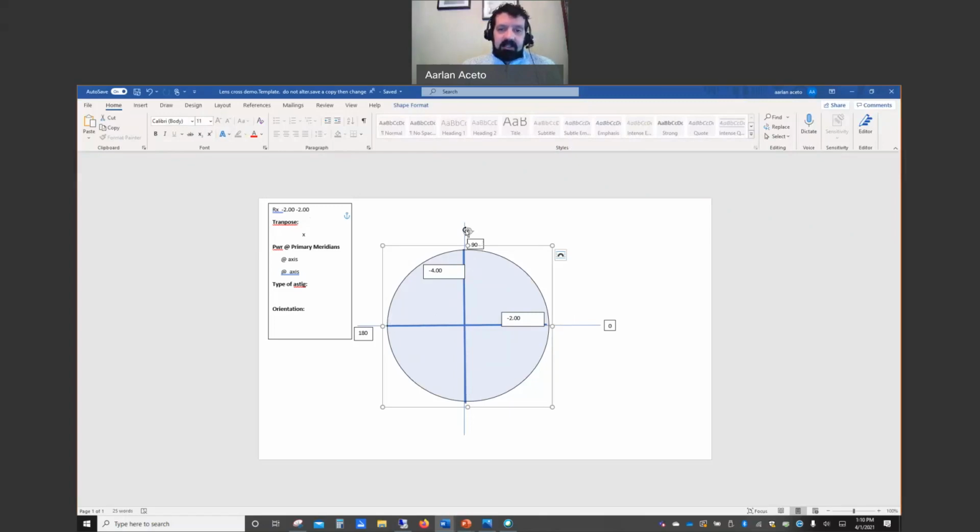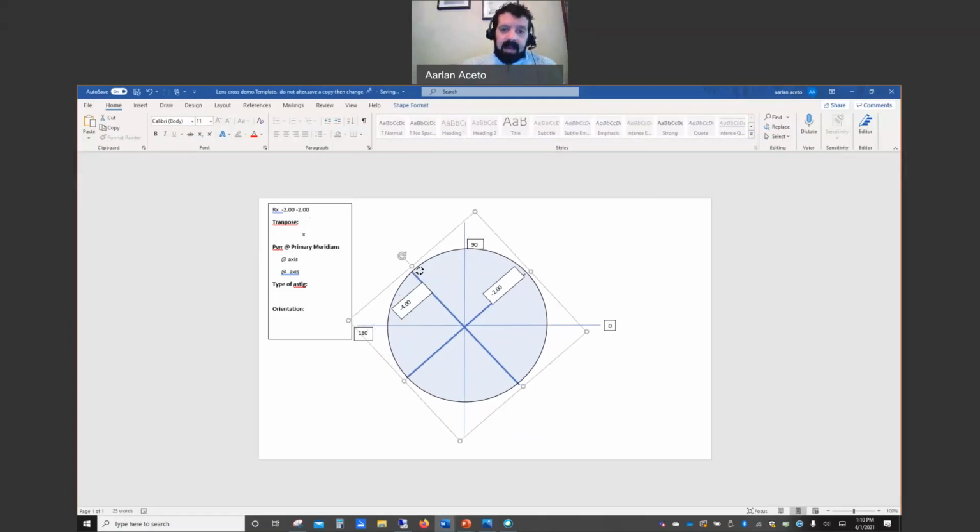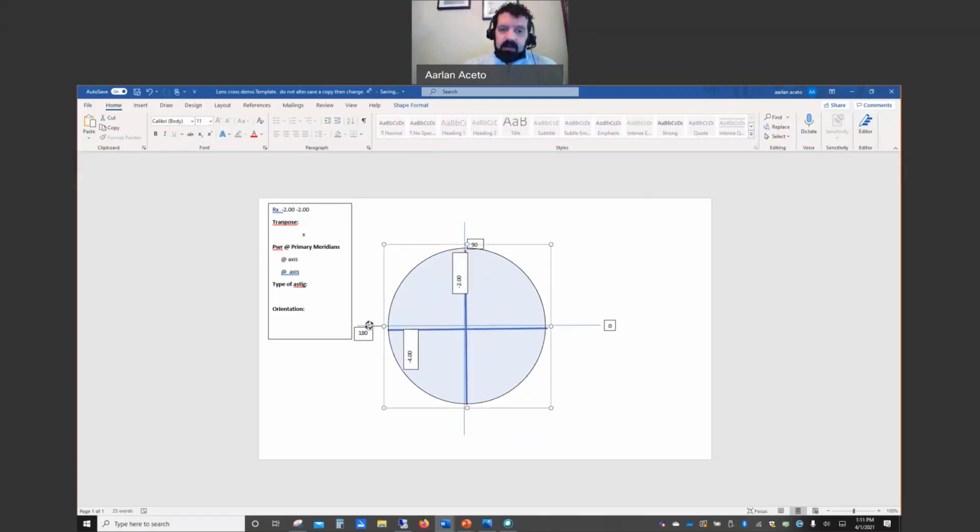Well, depending on how the doctor asks me, I can set it this way. I can set it this way. So this would be a -2, -4. I'm sorry, a -2 with a -2 cyl, axis 180. This would be a -2 with a -2 cyl. We haven't changed the lens at all. We just changed the orientation. This would be about 45. This would be about 90.